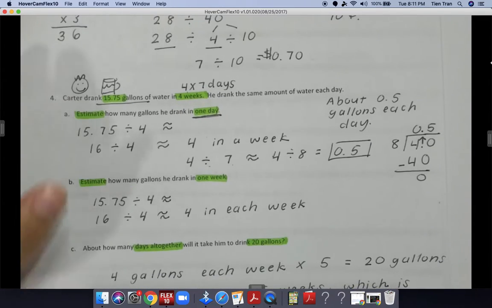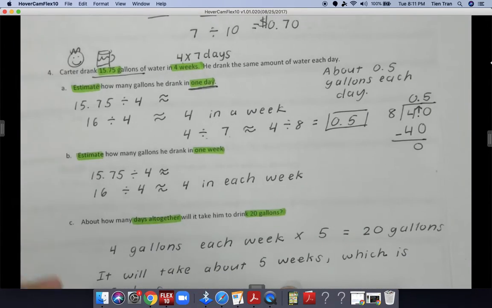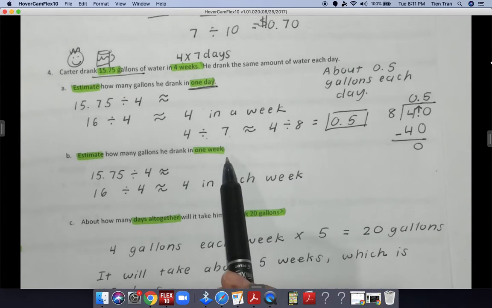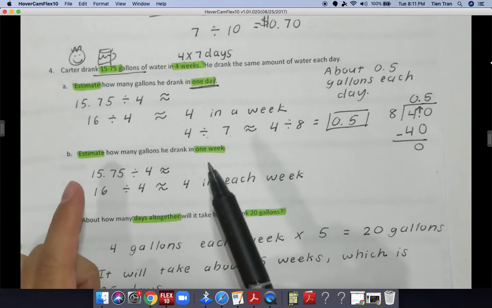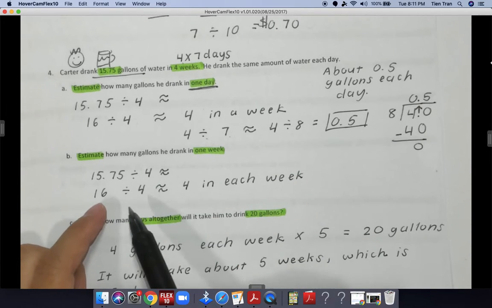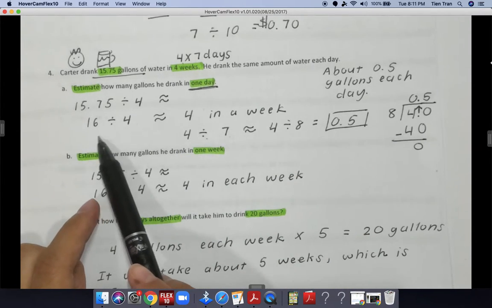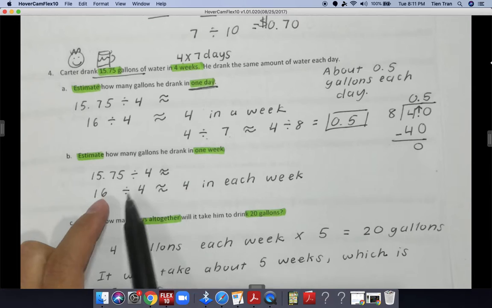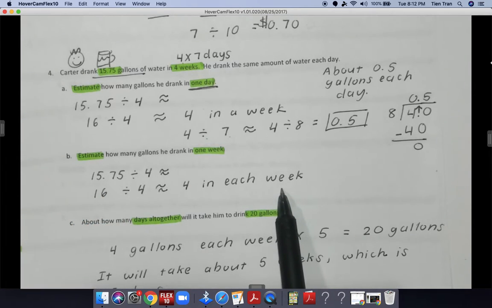Okay? Now, for problem B, they ask you to estimate how many gallons he drank in 1 week. Now, this changes things. They now want to know how much in 1 week. So we figured that out earlier, right here. 16 divided by 4 is equal to 4 in a week. Basically writing the same thing again.